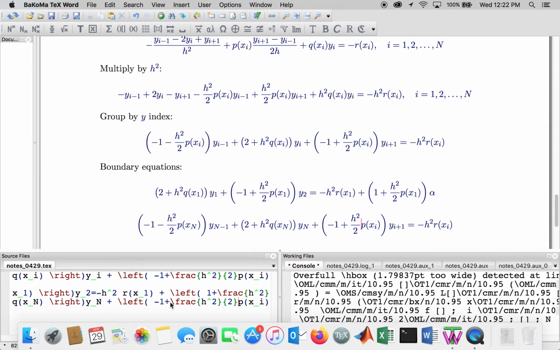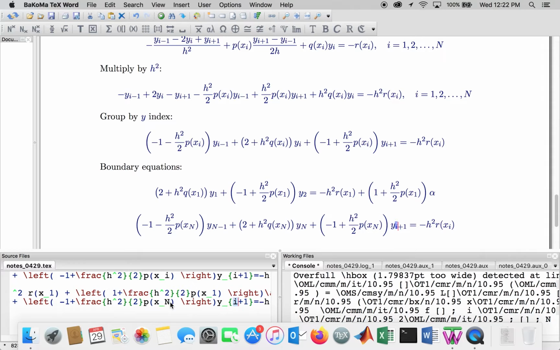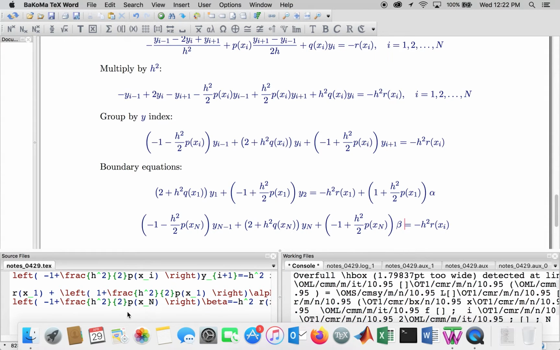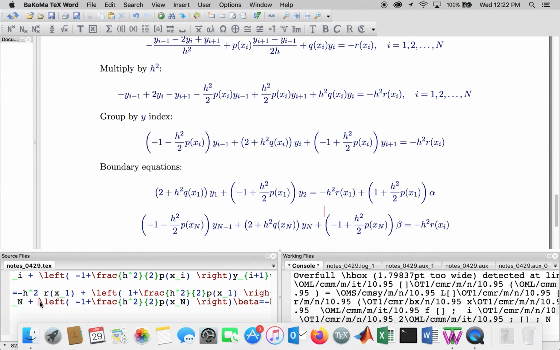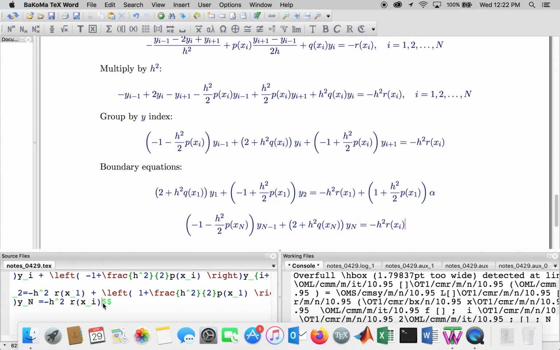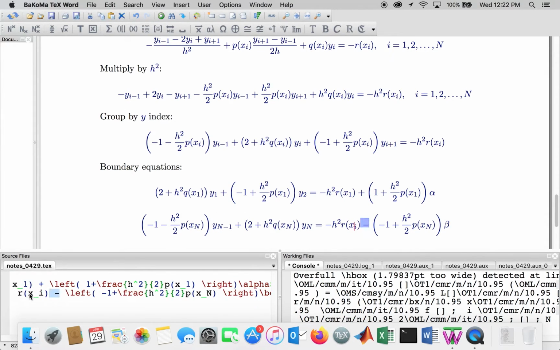And over here I have y n plus 1, but that is equal to the other boundary value, that would be beta. So now this term needs to be moved to the opposite side. All right, and I'm just going to take that minus and distribute it.